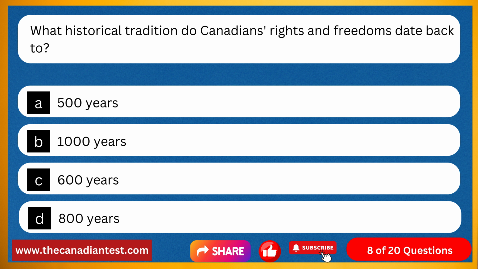Question 8. What historical tradition do Canadians' rights and freedoms date back to? Option A, 500 years. Option B, 1,000 years. Option C, 600 years. Option D, 800 years.